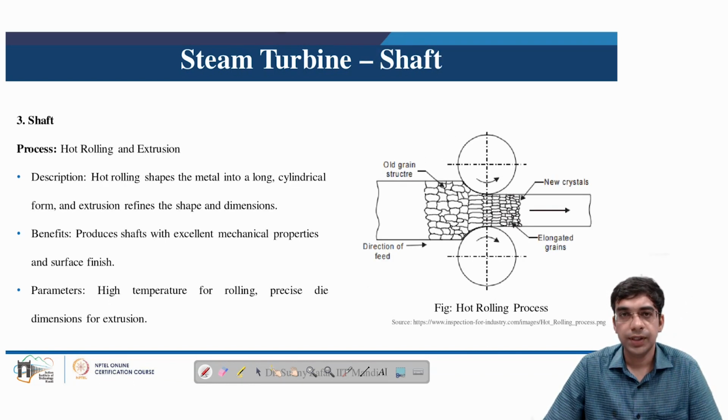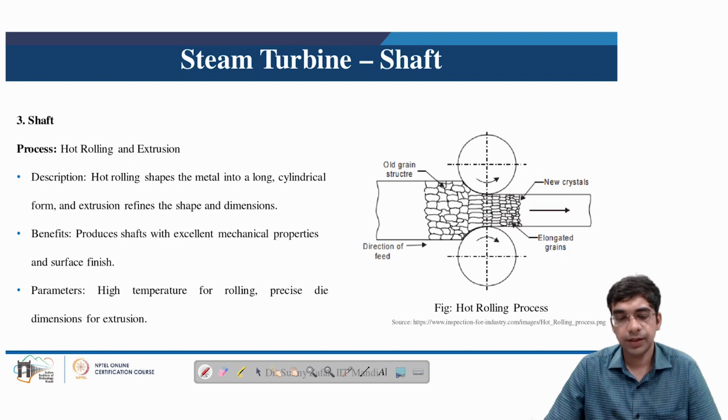So next, let us see how the microstructure refinement is done, especially on the shaft of the wind turbine. Here basically the processes of hot rolling and extrusion are utilized. In hot rolling, it shapes the metal into a long cylindrical form, and extrusion of this material ensures refinement of shape and dimensions.